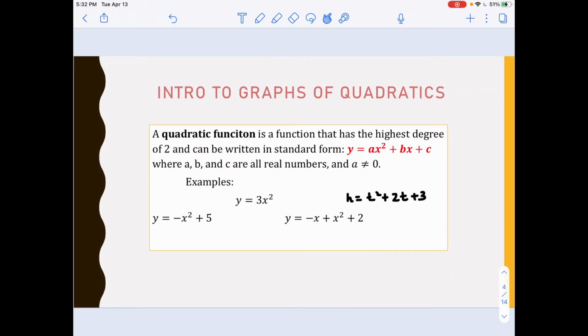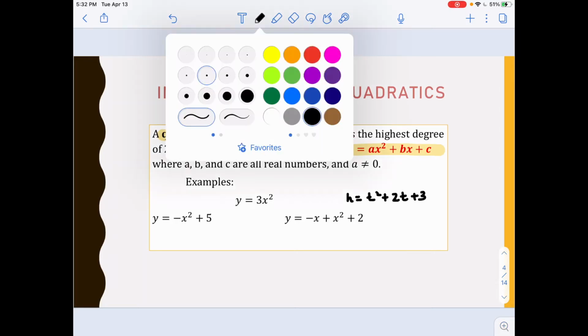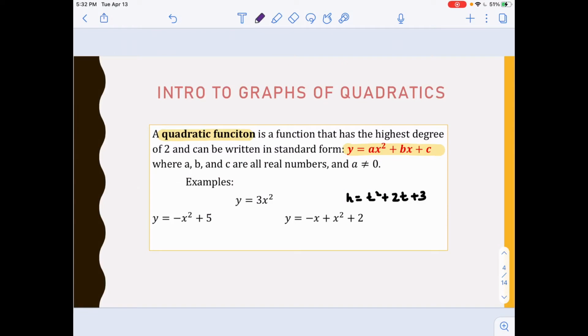Remember, a quadratic function is a function that has the highest degree of 2. In standard form, it's y equals ax squared plus bx plus c, where a, b, and c are all real numbers, and a is not equal to 0. As you can recall, a can't be 0 because if a is 0, that first term will cancel out, and now I'm left with a linear function, okay?